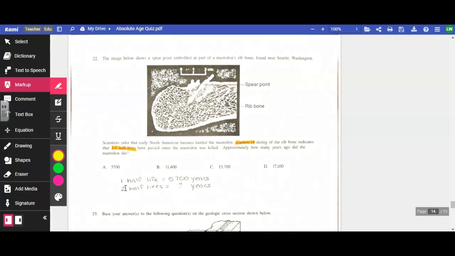So actually, ignore my note here a little bit. So 2.4 half-lives would be how many years? If 1 is 5,700, what would 2.4 half-lives be?